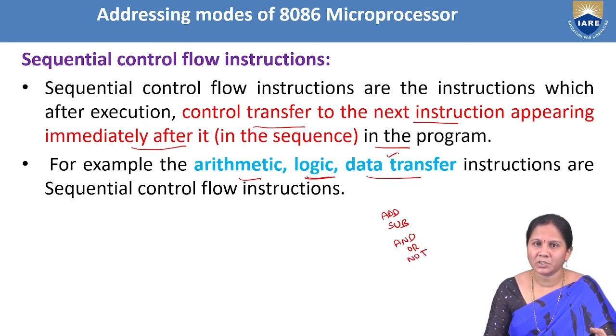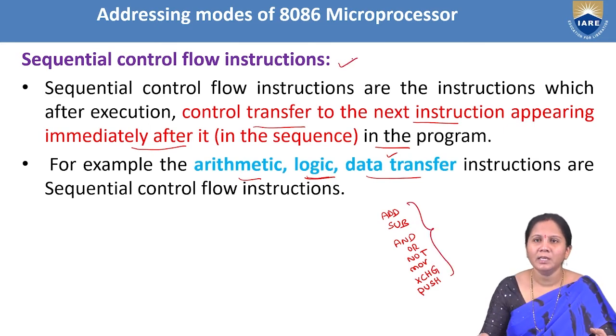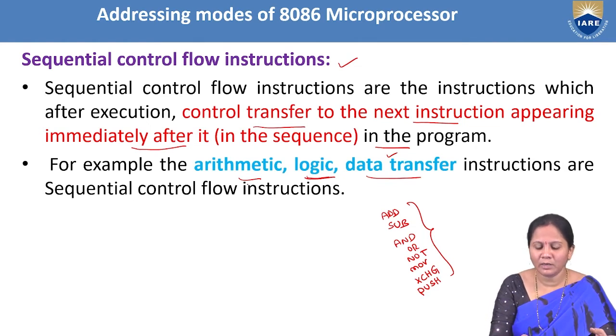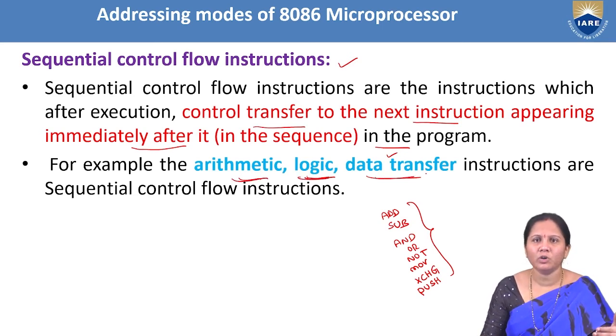some data transfer instructions in order to execute the instructions in sequential order. The data transfer instructions include move, exchange, push. All these are different instructions we can use in order to execute instructions in sequential order. That is why, in sequential order, we have to use only arithmetic instructions, logical instructions and data transfer instructions, in order to maintain the sequential control flow during execution of instructions.